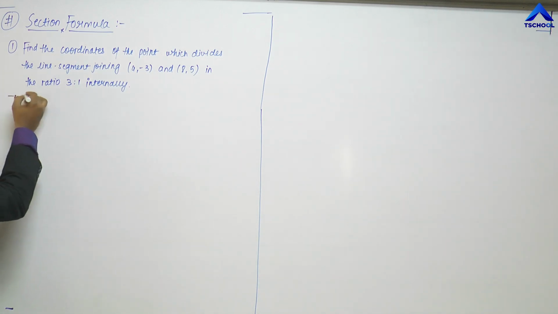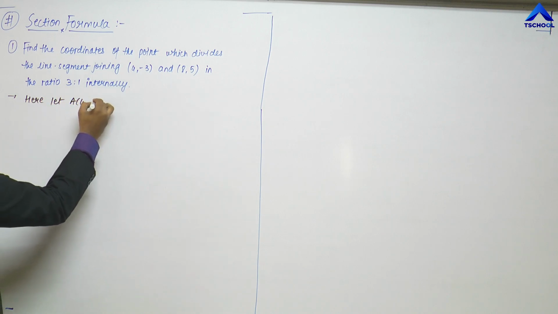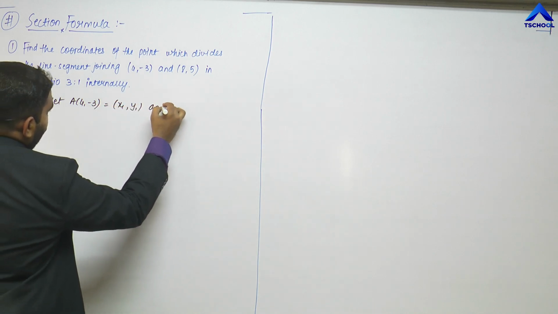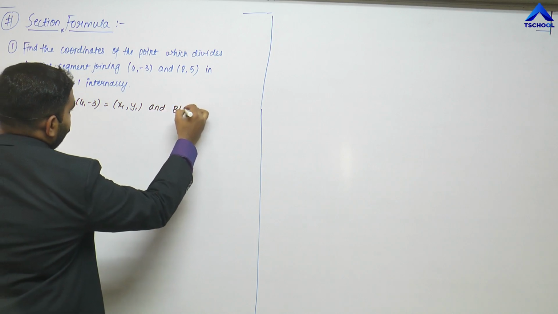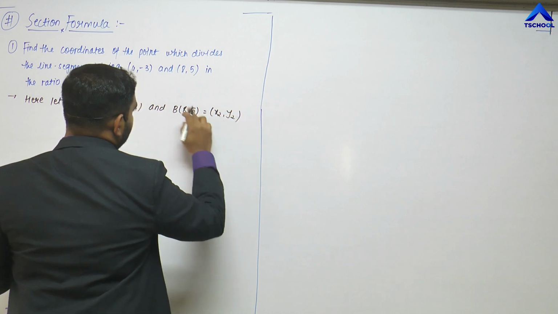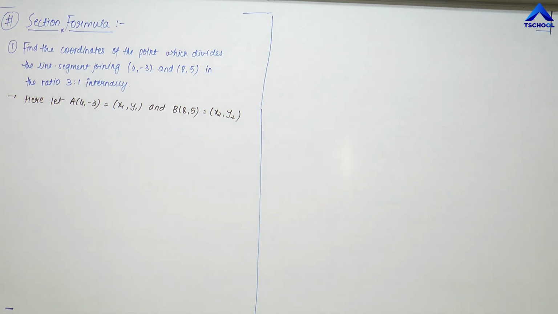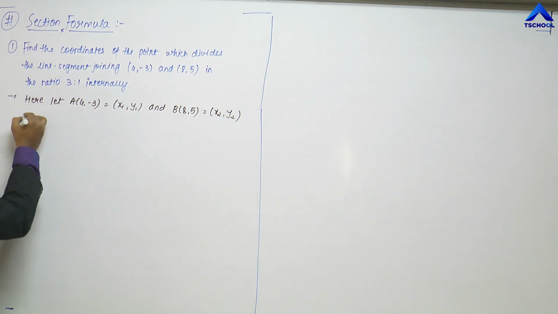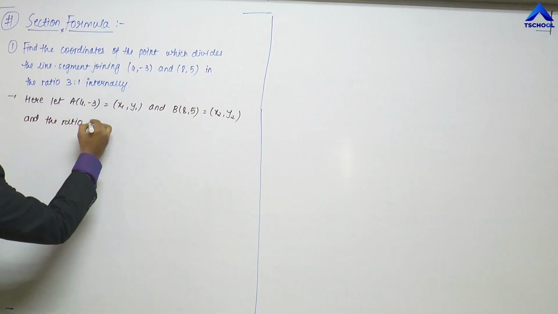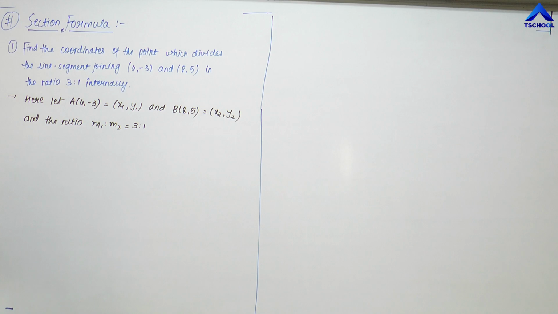Here, let A (4, -3) be (x1, y1) and B (8, 5) be (x2, y2), right? So let these two points be taken as x1 y1 and x2 y2, and the ratio m1 is to m2 equals 3 is to 1, right?